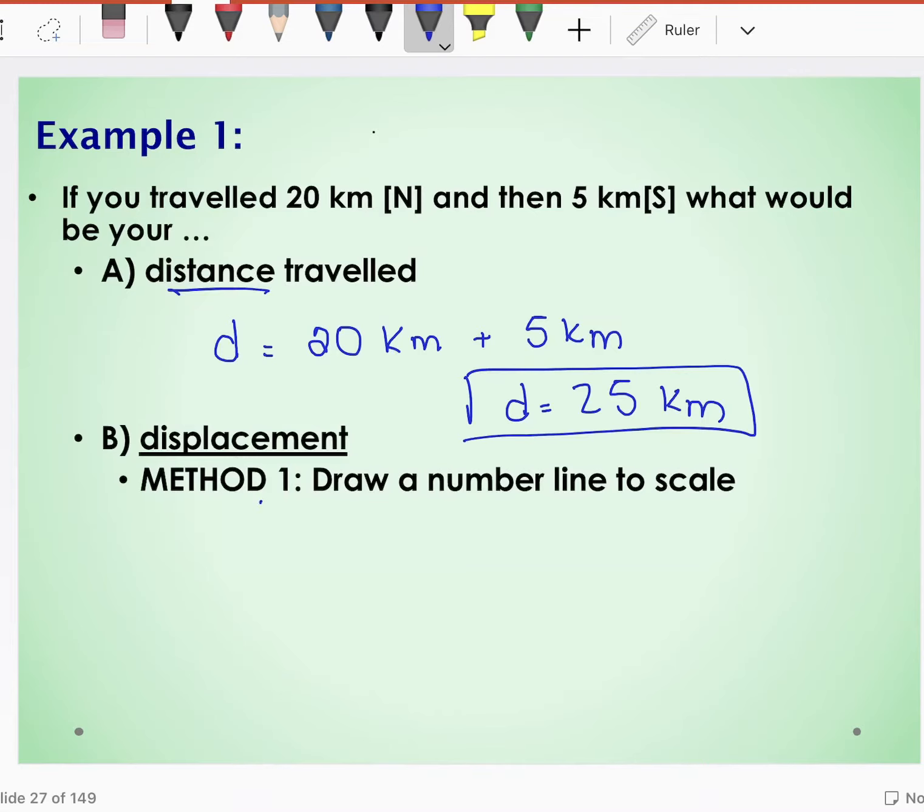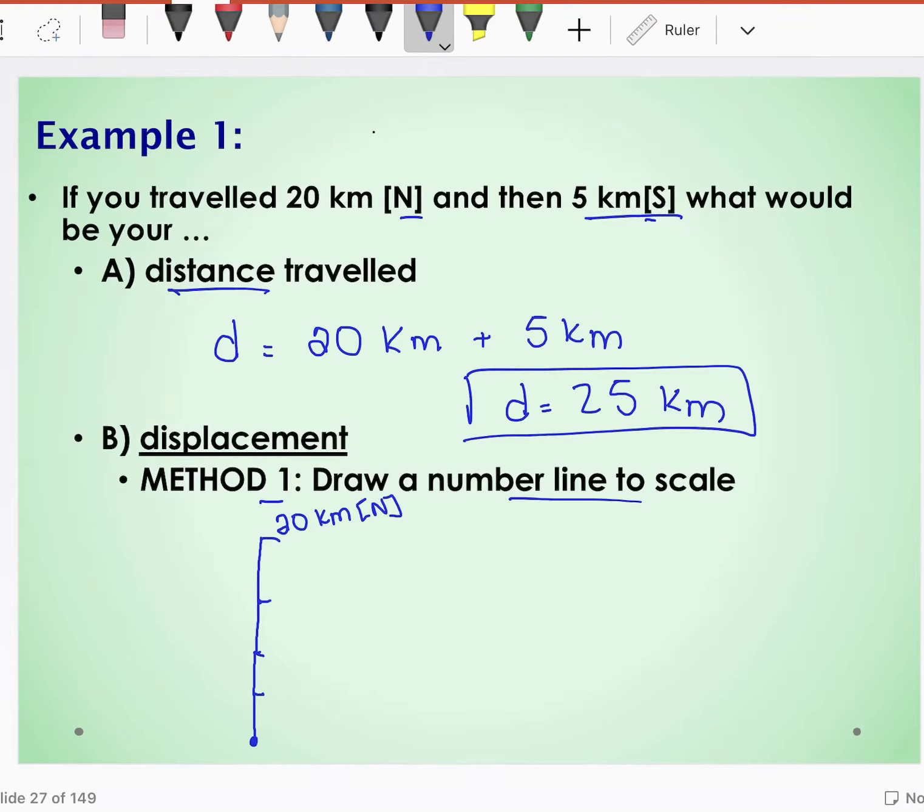I'm going to show you the first method, which is to draw a number line to scale. Now, because these are north-south directions, I'll draw a kind of north-south number line. So let's say you're here, okay, and you travel 20 kilometers north. So let's say that's 5, 10, 15, 20. Imagine those are all even, please. Sorry. So I'm 20 kilometers north.